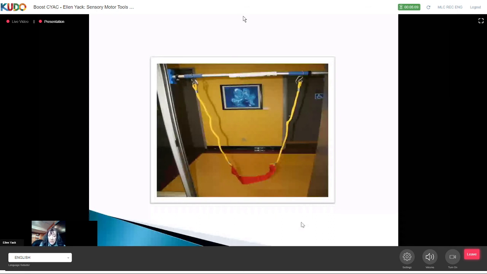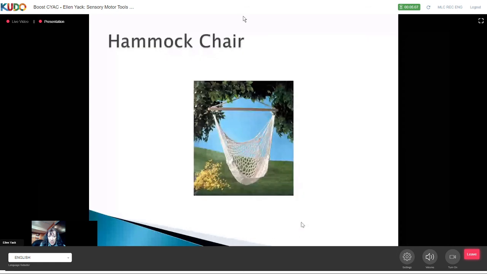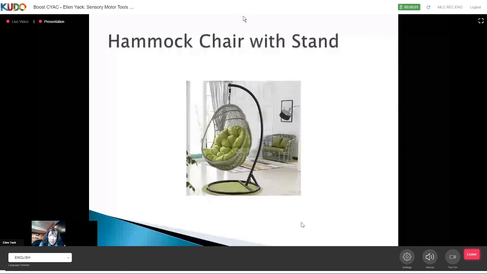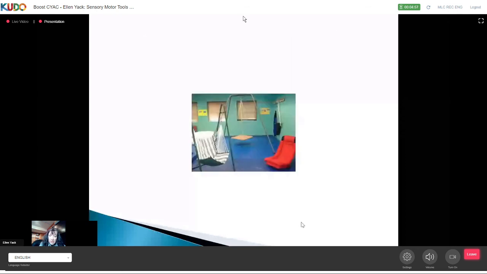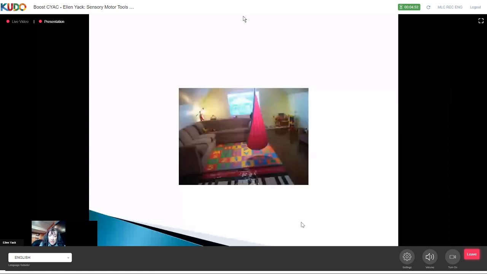Use of an inner tube as a swing, and here's the hammock chair that I talked about that I think every mental health setting should have. And if you can't put it in the ceiling, you can get a hammock chair with a stand. These are other examples of swing chairs. Again, a swing in the middle of a living room.